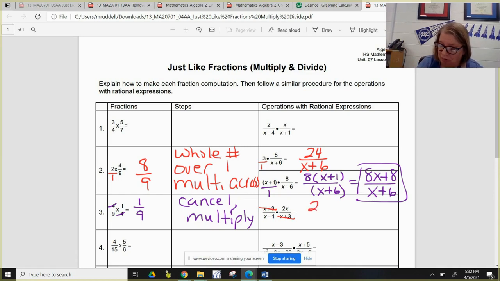What's left on the top? 2x. On the bottom, x minus 1. Boom, we're done. Can we cancel the x's? No, because x minus 1 is tied together with the minus sign.